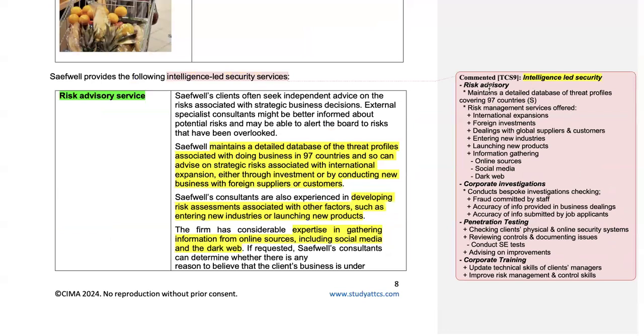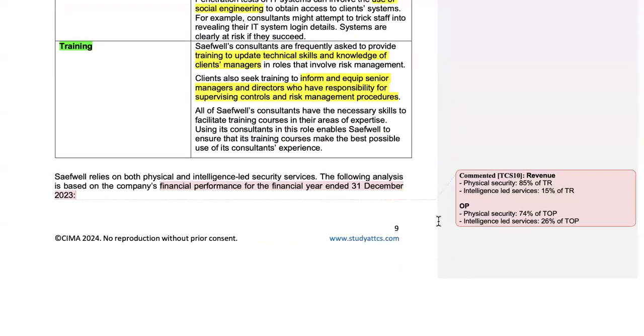And especially pertaining to intelligence-led security services, we employ 22,000 skilled risk management consultants with the intention of covering all these elements and providing all these different types of services. Okay, so then looking at the revenues and operating profits, we are generating the majority of our revenues, 85% to be precise, by providing physical security services, and just 15% of our total revenue comprises intelligence-led security services. So we can see that physical security services are our cash cow.